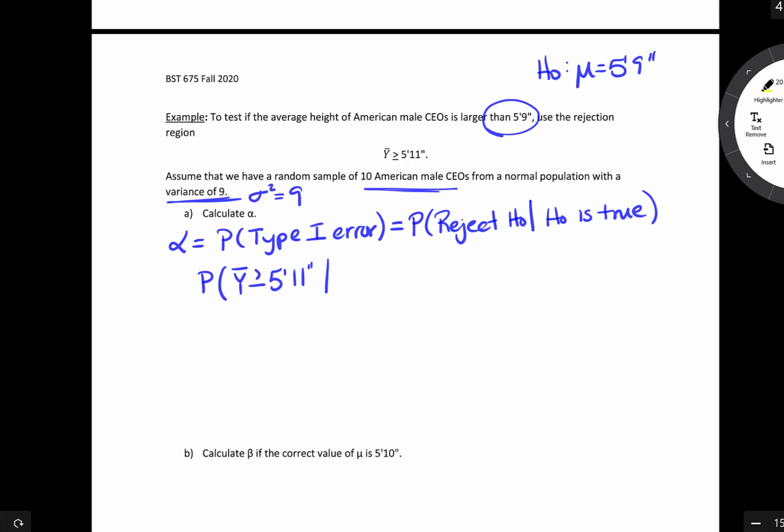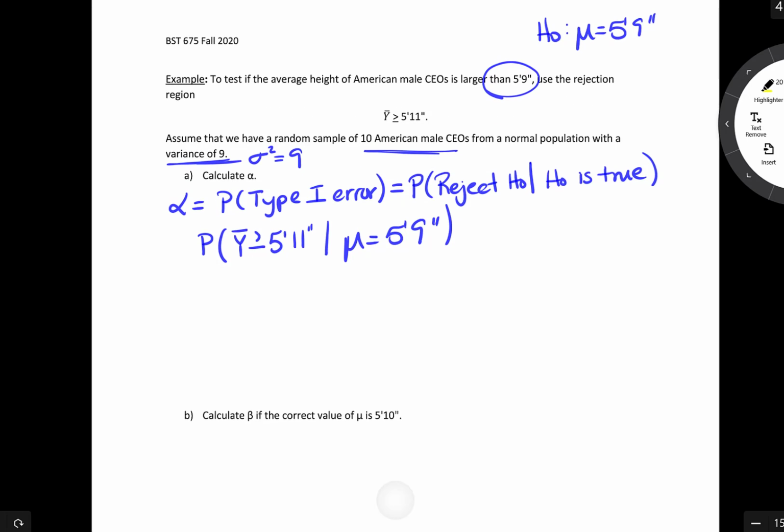So here, if we're given that the null is true, this is the same thing as being given that mu is equal to 5 foot 9 inches. So let's go ahead just to make the math easier here. Let's convert these over to just inches. So notice this is going to be equal to the probability that y bar is greater than or equal to 71 inches, given that mu is equal to 69 inches.